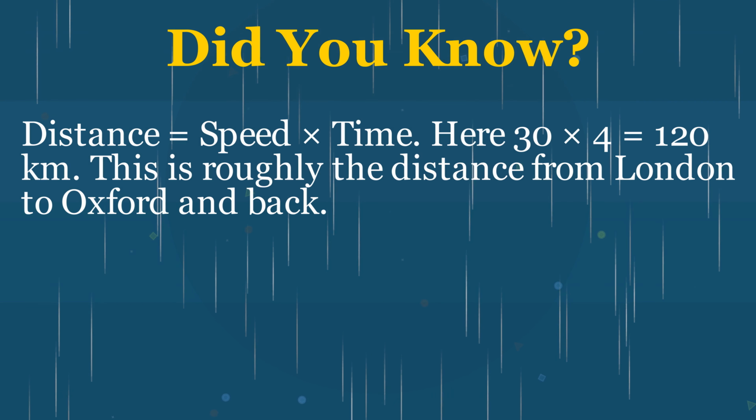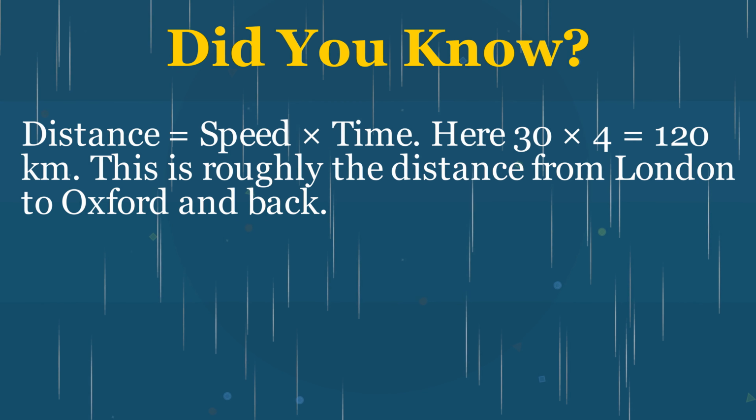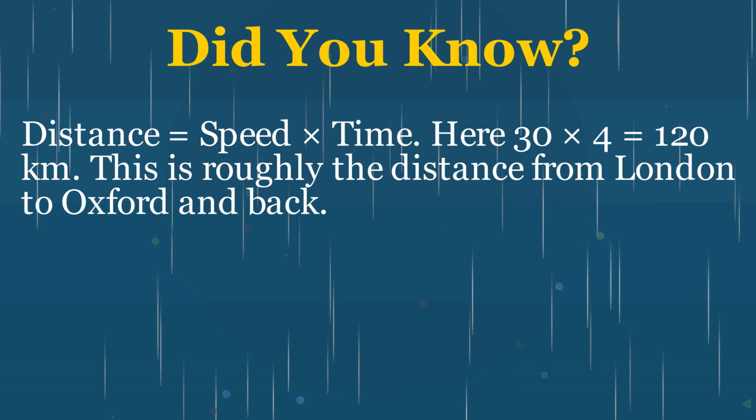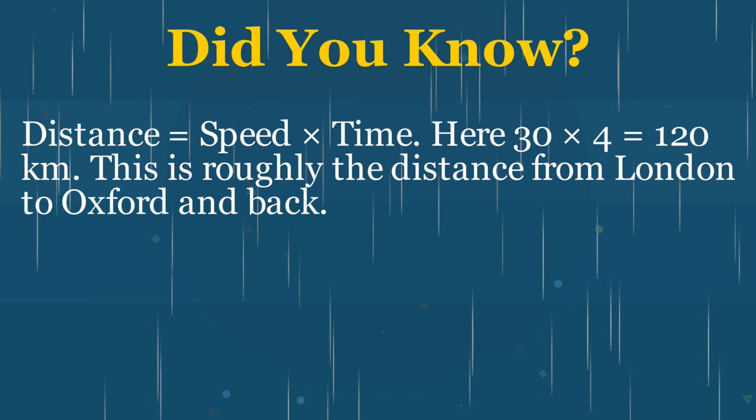Impress your friends with this fact, distance equals speed times time. Here 30 times 4 equals 120 kilometers. This is roughly the distance from London to Oxford and back.